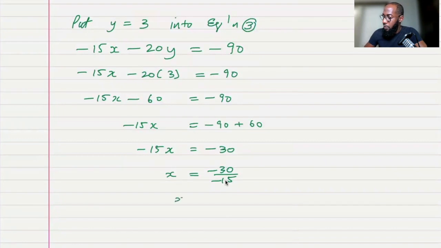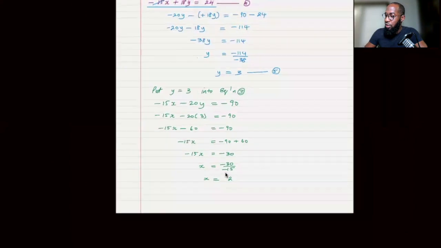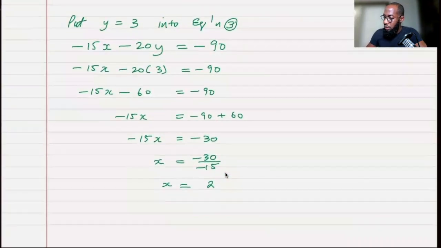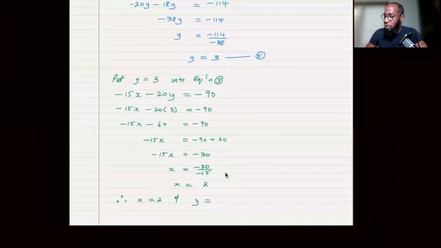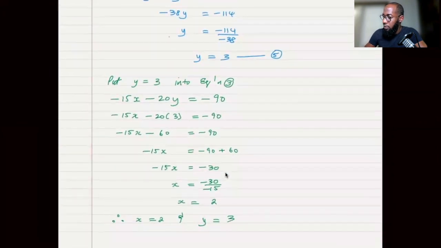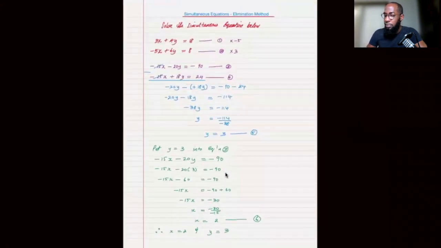Continuing, x is equal to positive 2. When you divide same signs, it's positive. 15 into 30 is 2. So then we just quote our answer. We say, therefore, x is equal to 2 and y is equal to 3. And don't forget, this is equation 6. All right, so that's it, solving simultaneous equation using the elimination method.